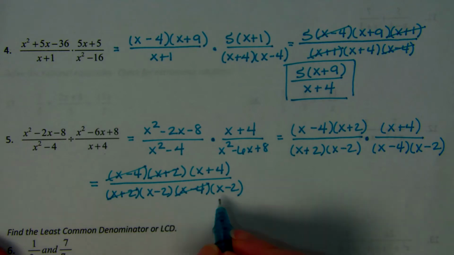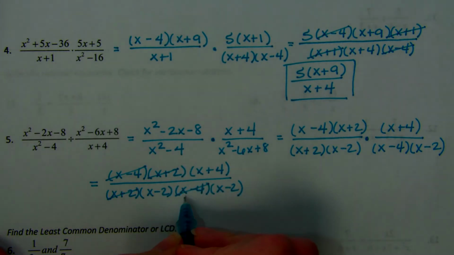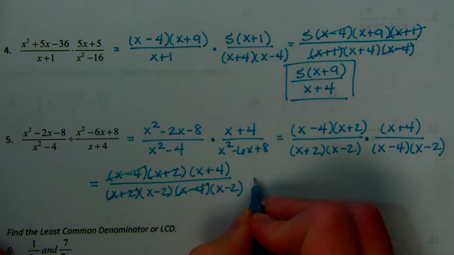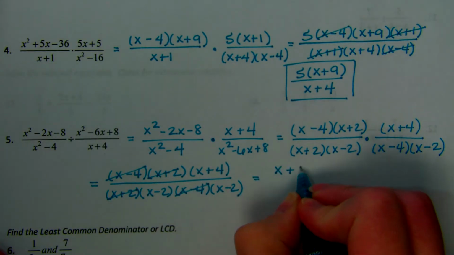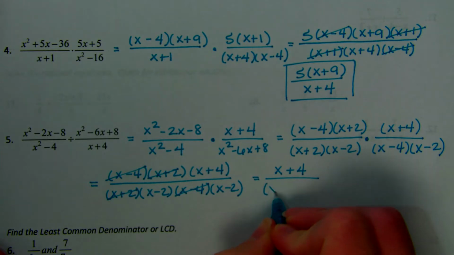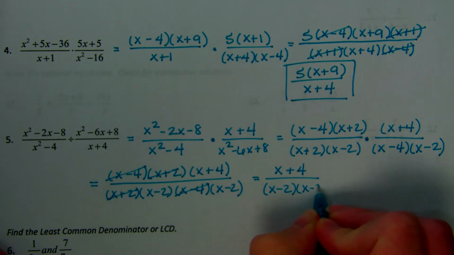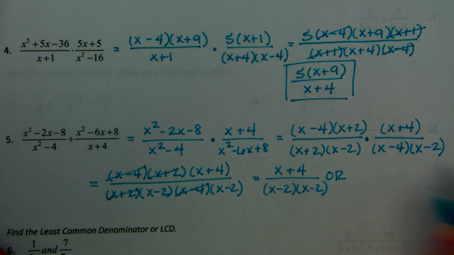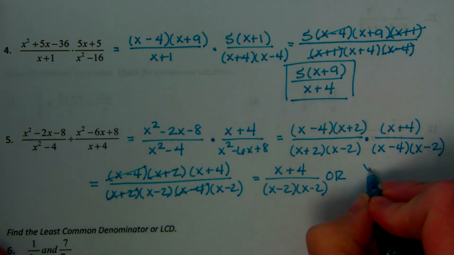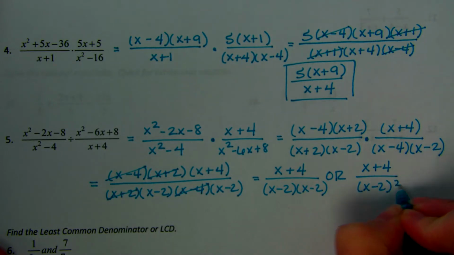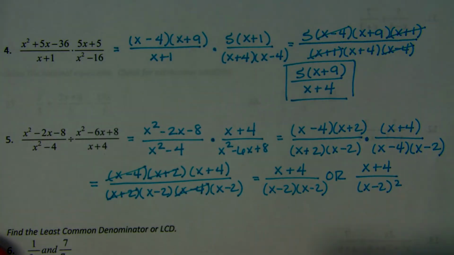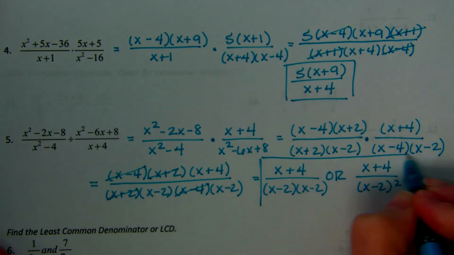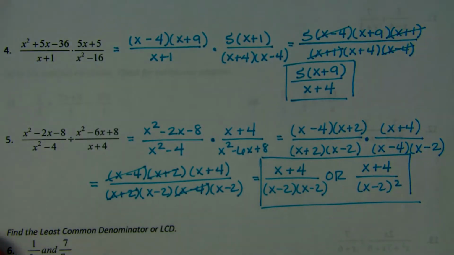I have two x minus 2's, but they're both in the bottom of the fraction, so I can't cancel them out because it's got to be in the top and the bottom to cancel out. And so we're left with x plus 4 over x minus 2 times x minus 2. You can leave it like that. That is totally fine. Full credit for that answer. But if you would rather write it as x plus 4 over x minus 2 squared, that's also acceptable. Either of these answers are totally fine. They mean exactly the same thing.